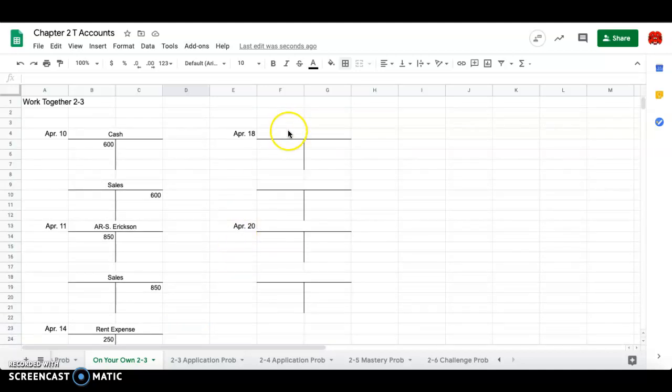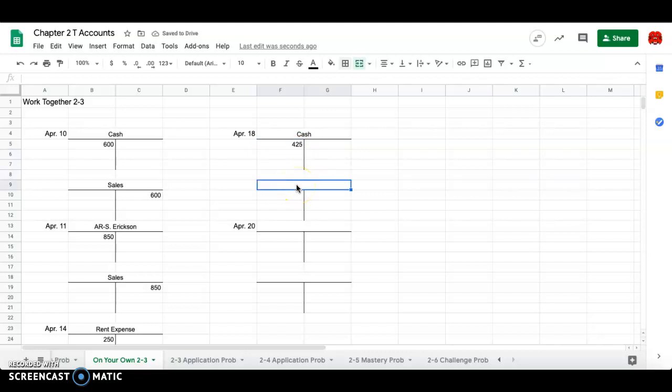All right, so now on the 18th, we're going to receive cash from Sam Erickson. So now over here, it's time for him to pay up. We already showed that we made that sale. Now we're actually going to get the money for it. So it says that you received cash. So I'm going to go ahead and put cash, because every time I receive cash, I know that that's going to be a debit. And he's only paying part of it. He's not paying all of it, which is fine.